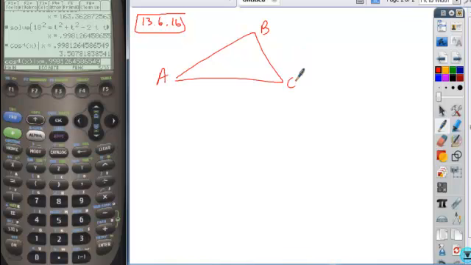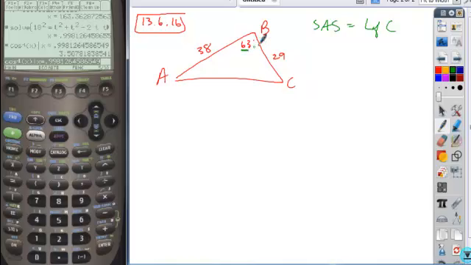Okay, so if we take triangle ABC and we know that angle B is 63 degrees, side A, which is opposite angle A, is 29, side C, which is opposite angle C, is 38, and we want to find the other pieces of this triangle. SAS tells us we have one triangle, and we'll be using the law of cosines for this. Again, SAS and SSS are the patterns for law of cosines.